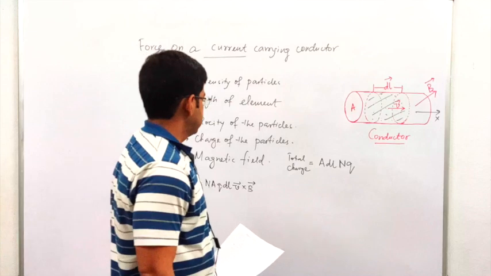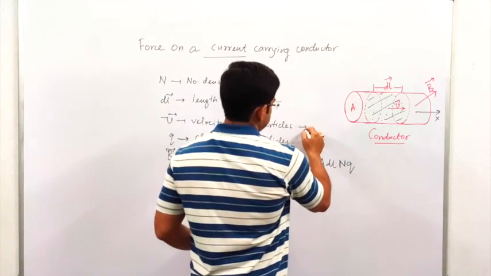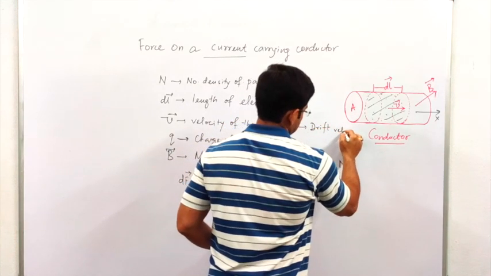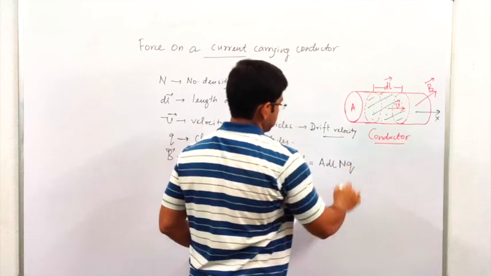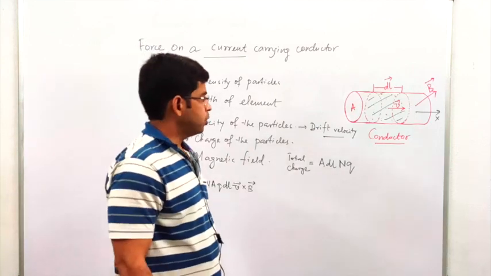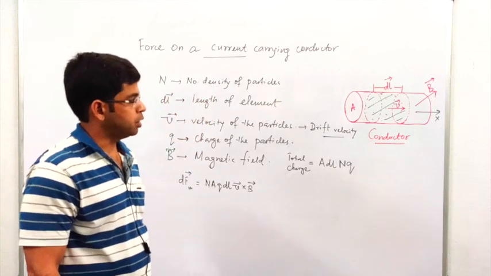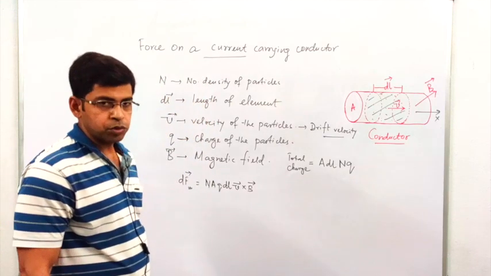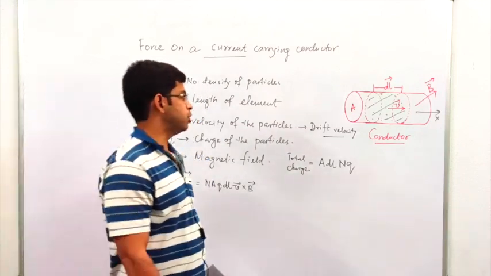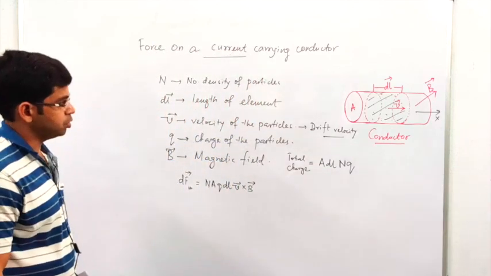Now see, this velocity V is essentially the drift velocity on the charged particles. Now see, in a metal, the electrons actually perform random motions being scattered with the fixed atoms of the metal. But when a current flows, there is a superimposed net velocity along the direction of the current that we call as drift velocity. And here, the velocity we are considering is essentially the drift velocity.